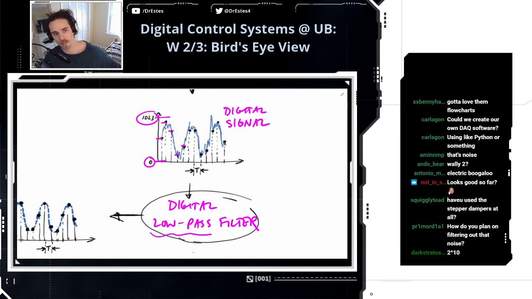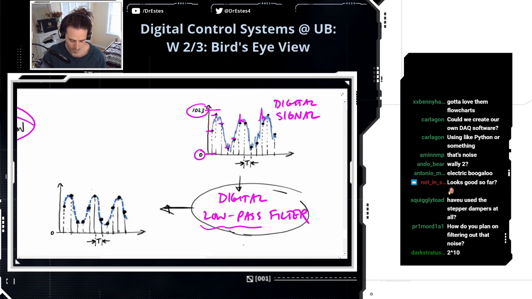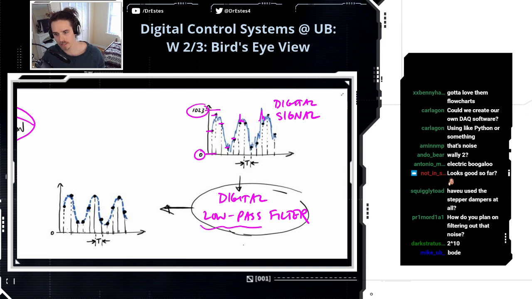Low pass means I only let low frequency content come through. That's not totally true. I mean, every frequency is going to come through, but the high frequency stuff like this noise, the amplitude of that when it goes through this low pass filter is going to be squashed. It's going to be attenuated. And when it comes out the other side, you're not going to see those spikes anymore, depending on how we design this filter. So that's kind of the signal flow.